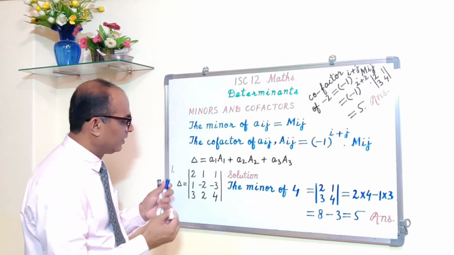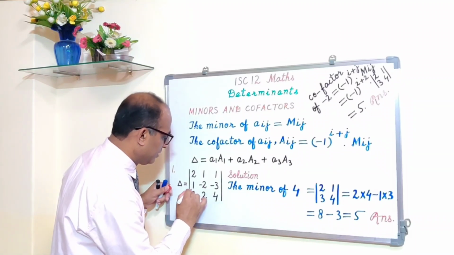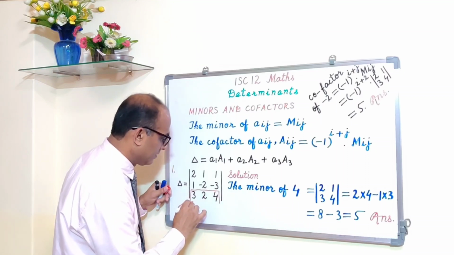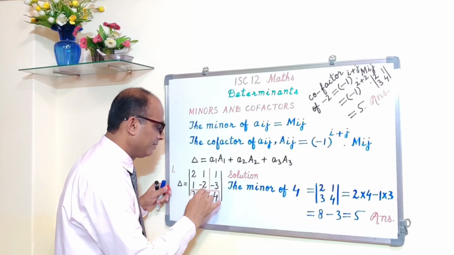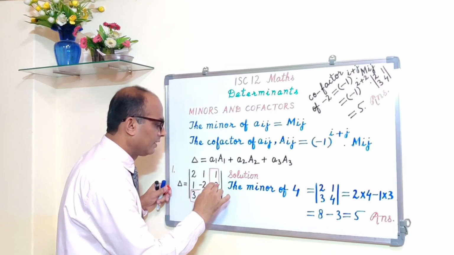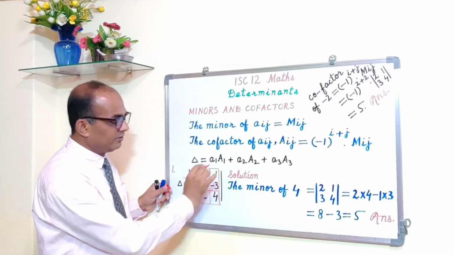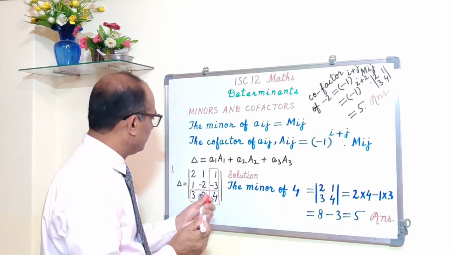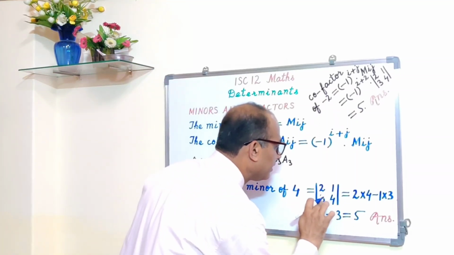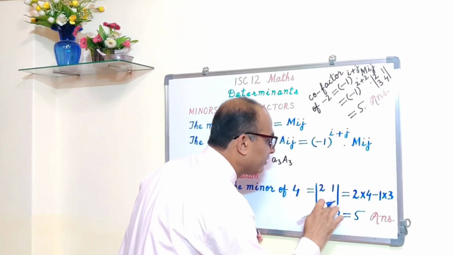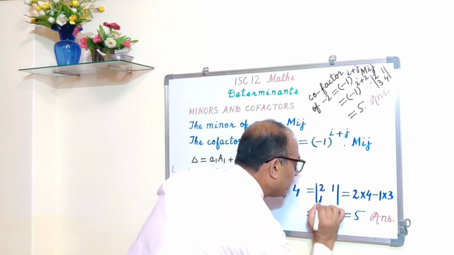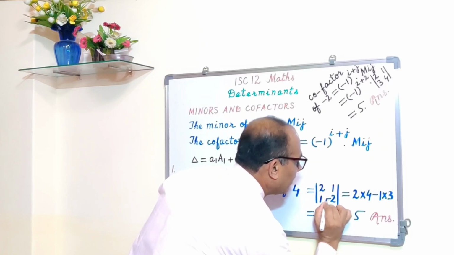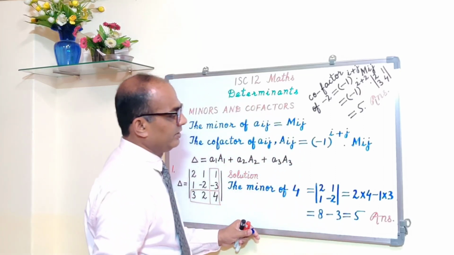This is 4. This is the row in which 4 occurs, and this is the column. This row and this column we delete. How much is remaining? 2, 1, 1, minus 2. Alright? 2, 1, 1, minus 2.